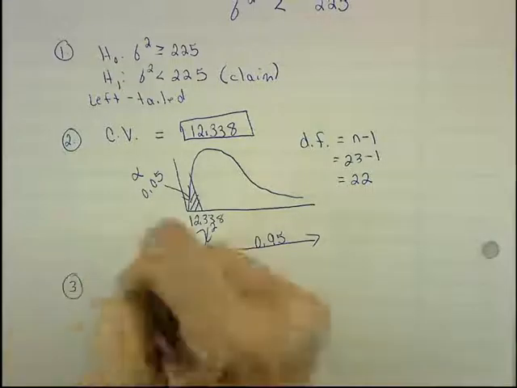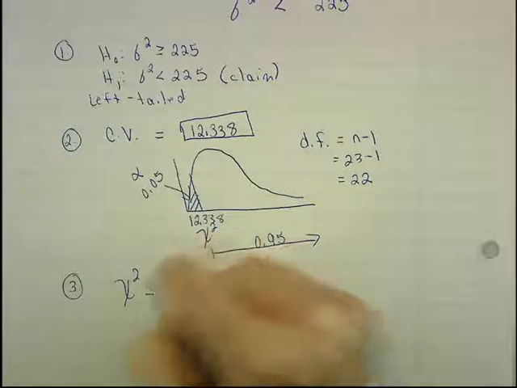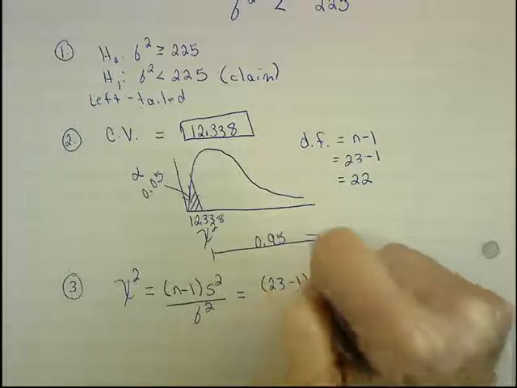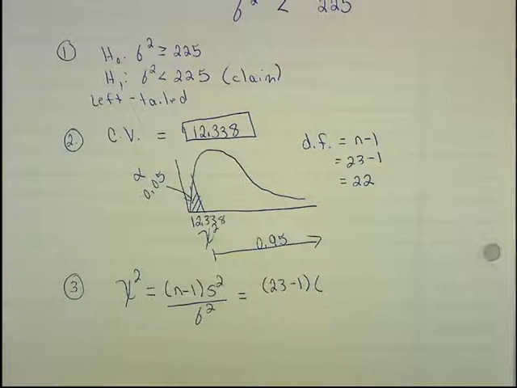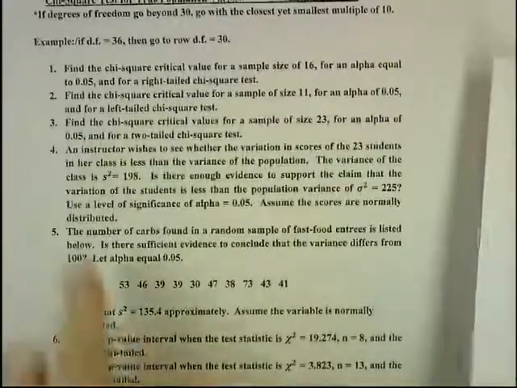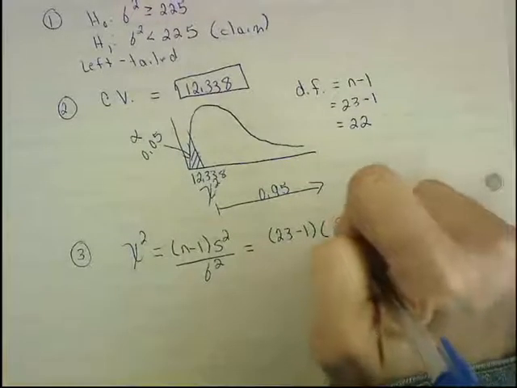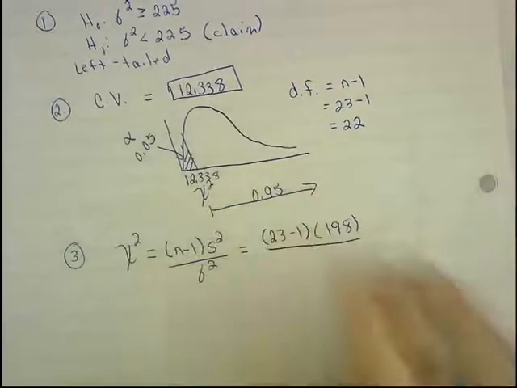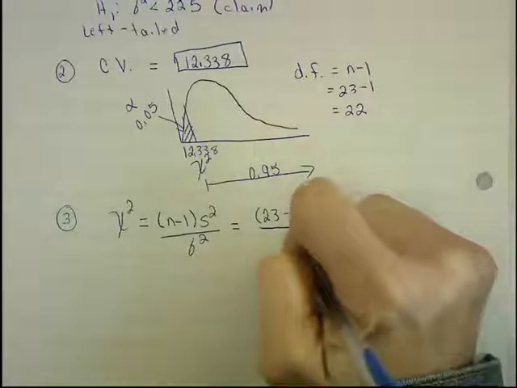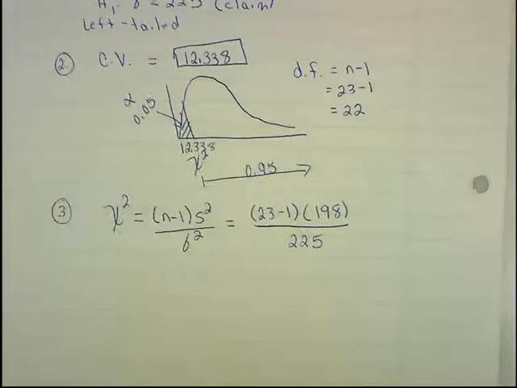Step 3 is the test statistic, and that's n minus 1 times s squared over my claim. That's 23 minus 1, and the paragraph did say that S squared is equal to 198. So that goes in for your S squared. And your claim from the setup here is 225, sigma squared is less than 225. So that goes in for sigma squared.